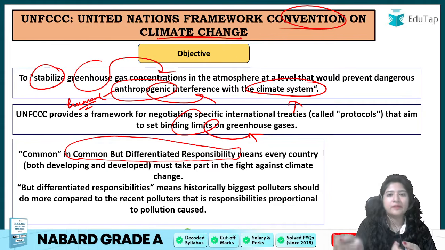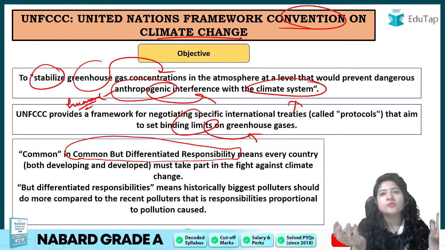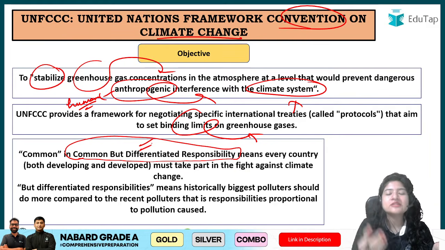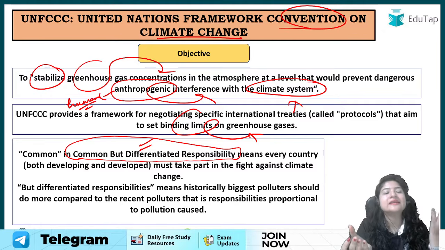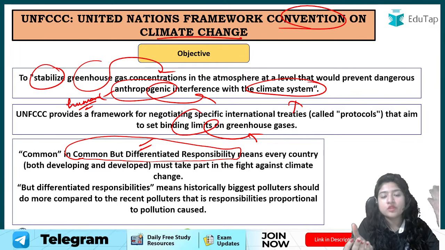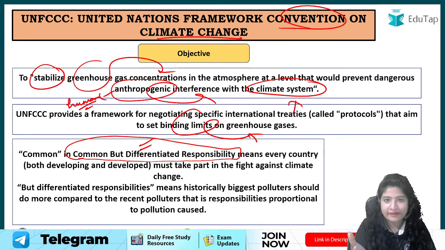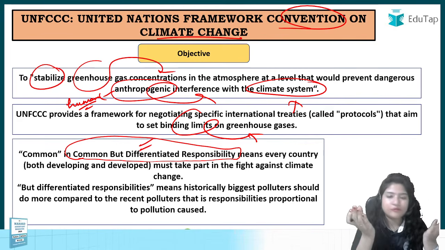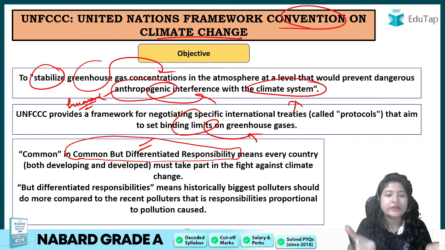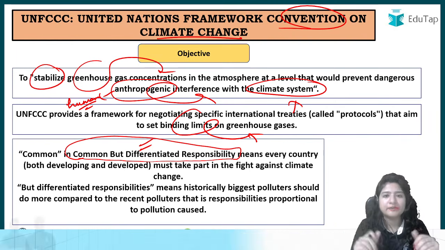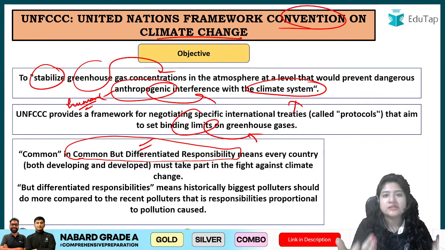For example, there is a developing nation and there is a developed nation. Both the countries' aim would be the same. Differentiated responsibility means, for example, if a developed country has created more pollution, they would be more accountable for the pollution they have done, and they have to work more to redeem what they have caused. Both countries' aim would be, for example, not to release much carbon dioxide, or to work in a sustainable manner, so that the environment is not polluted.